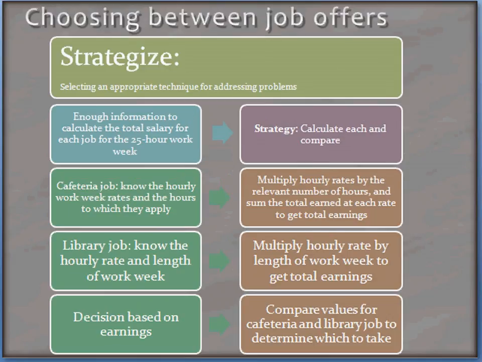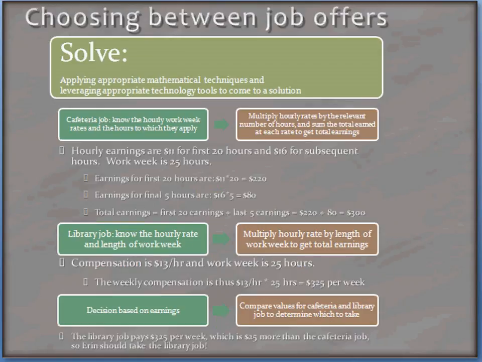Based on the information and our understanding of the problem, we now strategize. We know that we have enough information to calculate the total salary for each job for the 25-hour work week, so we calculate each and compare. With the cafeteria job, we know the hourly work week rates and the hours to which they apply, so we'll multiply the hourly rates by the relevant number of hours and sum to get the total earned at each rate for a total earning for the week. The library job has a flat rate, so we'll just multiply that flat rate by the length of the work week to get total earnings. And finally, since the decision is based exclusively on earnings, we'll compare values for the cafeteria and library job to determine which to take.